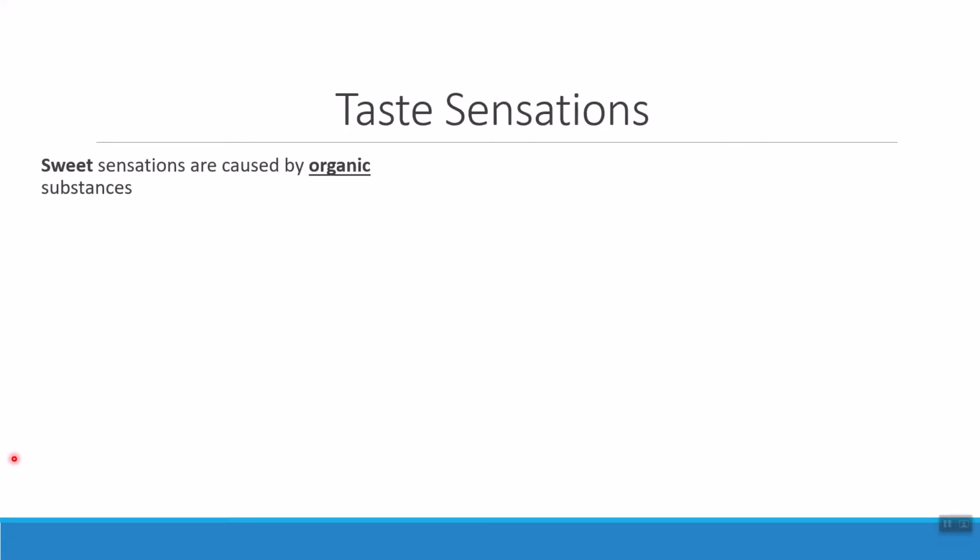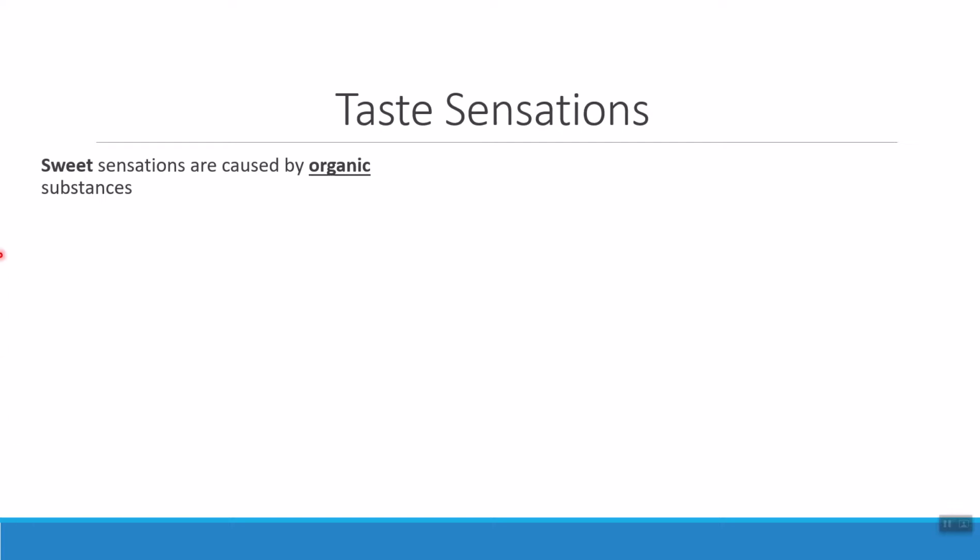When we talk about our taste buds, that remember are in the big valate papillae, in the fungiform papillae, and in the foliate papillae, there are 5 different taste sensations that those taste buds can detect. And everything you eat is some mix of all of these sensations. So let's go through them one by one.